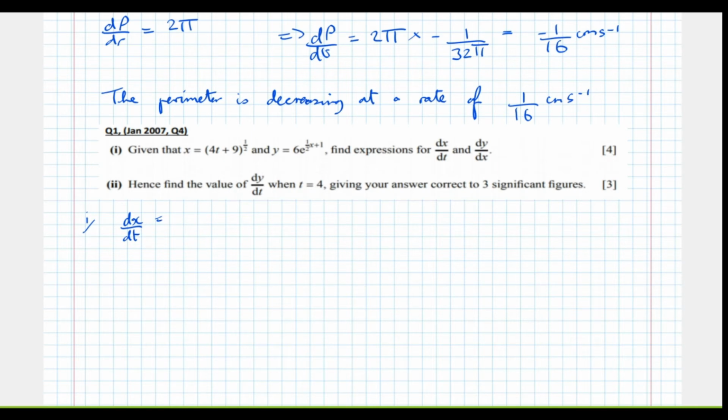So, something to the power of a half differentiates to a half something to the minus 1/2 times the differential of the bracket, which is 4, equals 2 lots of (4t plus 9) to the minus 1/2. dy by dx equals, differentiate e and you just get itself, times the differential of the bracket, equals 3 e to the half x plus 1, like that.